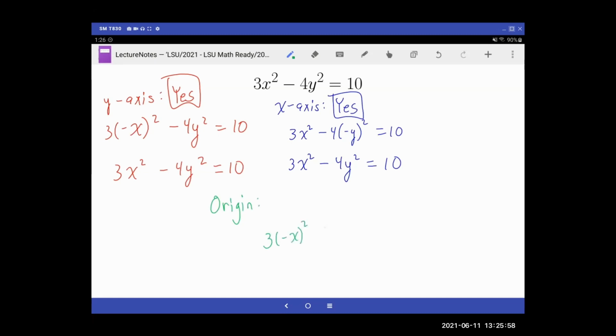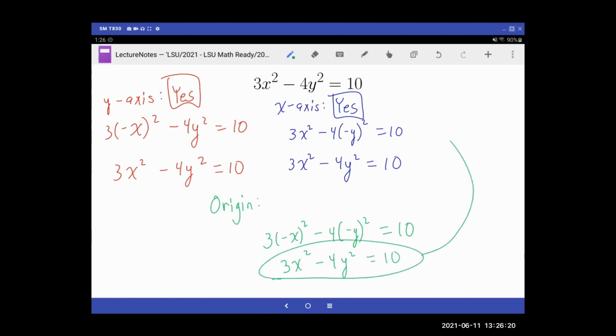Okay, the origin, check them both. Negative x squared becomes just x squared. I keep putting the doggone 3. Minus 4, the y squared, negative cancels out, equals 10. Compare that one to the original. It's the same. This one's symmetric with respect to the origin as well.